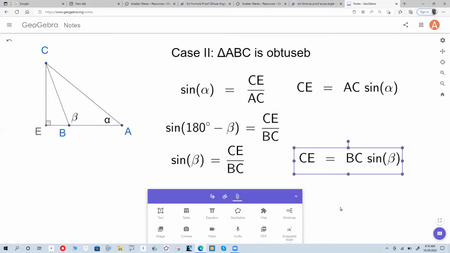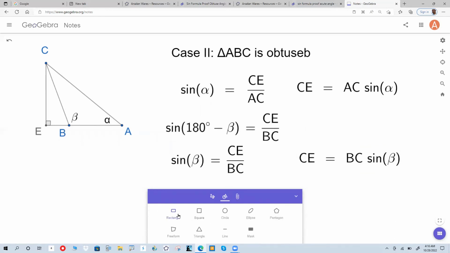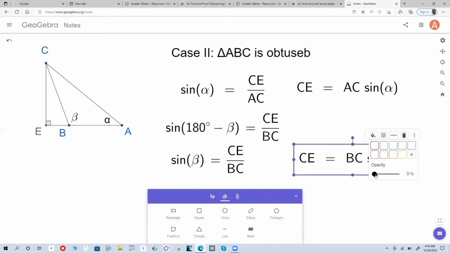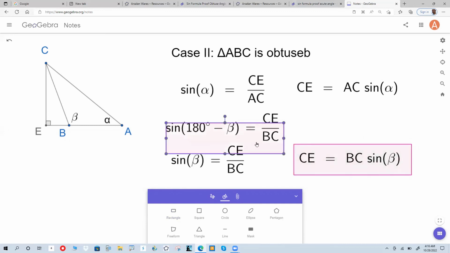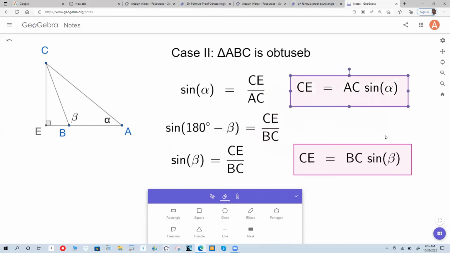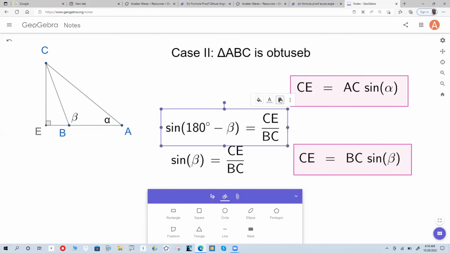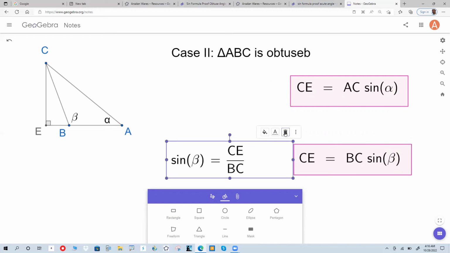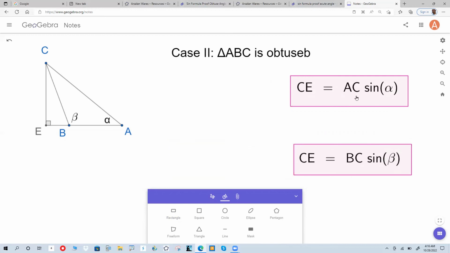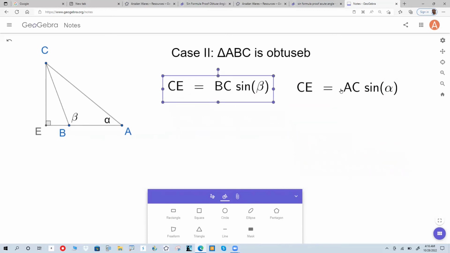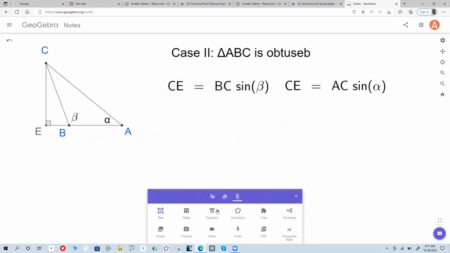Now, the good news is I've just expressed CE in terms of 2 different expressions. Right here and right here. I don't care about the rest. Let me get rid of the other things, okay? I'm going to get rid of this, and this. Now, I have 2 ways of expressing CE. Therefore, I can draw the following conclusion.